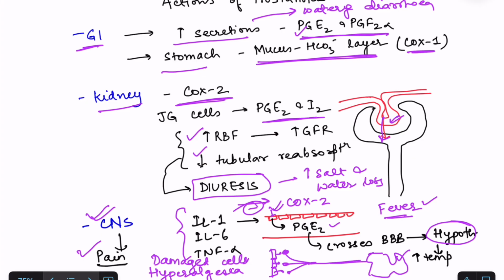Again, if we give COX inhibitors, what will happen? There will be decreased production of the prostaglandins, and obviously that is going to decrease pain, right? So it is very important to understand the action of prostanoids, because when we talk about the COX inhibitors, you will be able to correlate this, right?